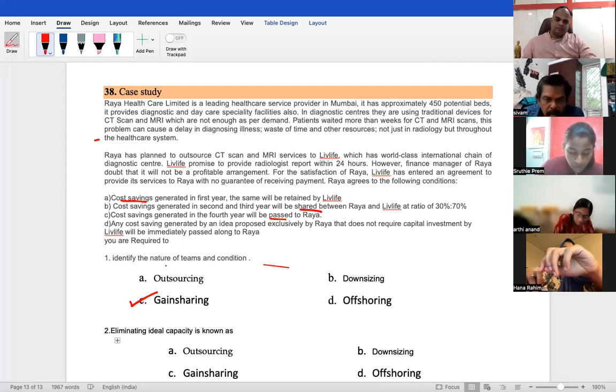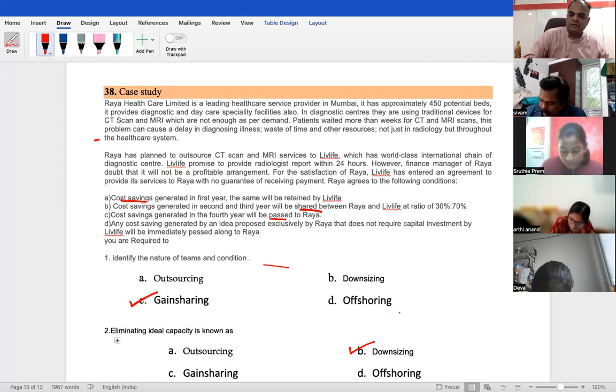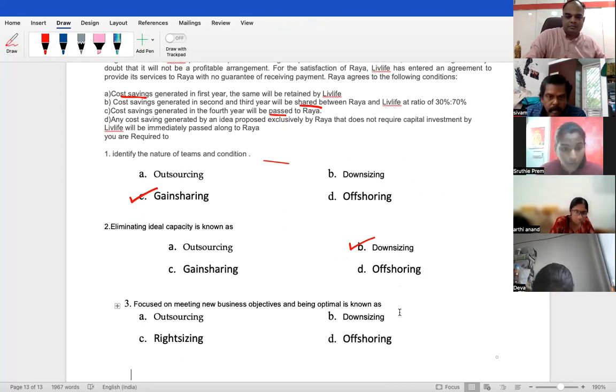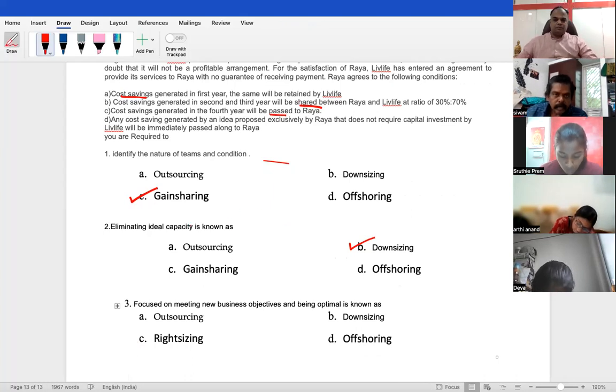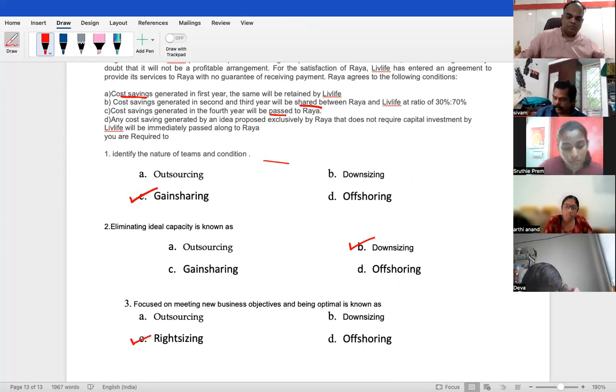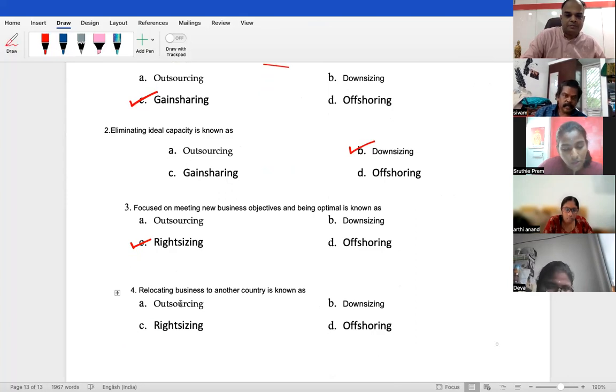Eliminating idle capacity is known as option A, outsourcing. B, downsizing. C, gain sharing. D, offshoring. Downsizing. We are cutting. Focused on meeting new business objectives and being optimal is known as option A, outsourcing. B, downsizing. C, right sizing. D, offshoring. Right sizing. Relocating business to another country is known as outsourcing, downsizing, right sizing, or offshoring. Offshoring.